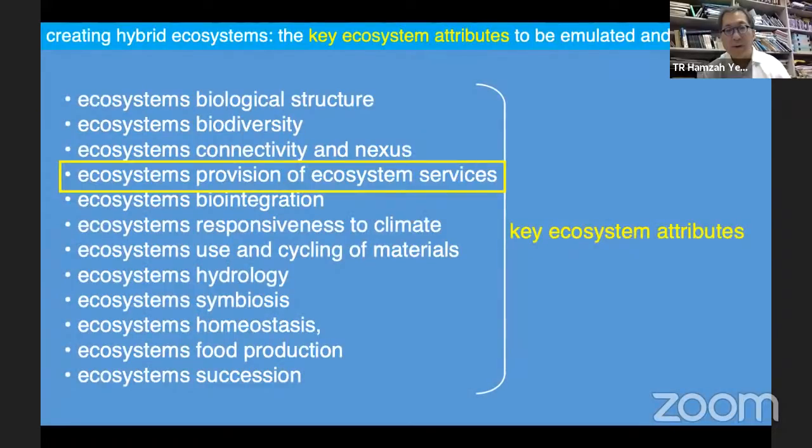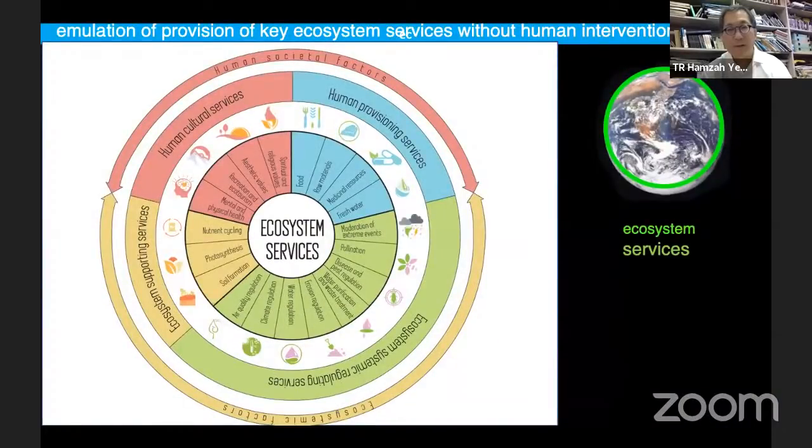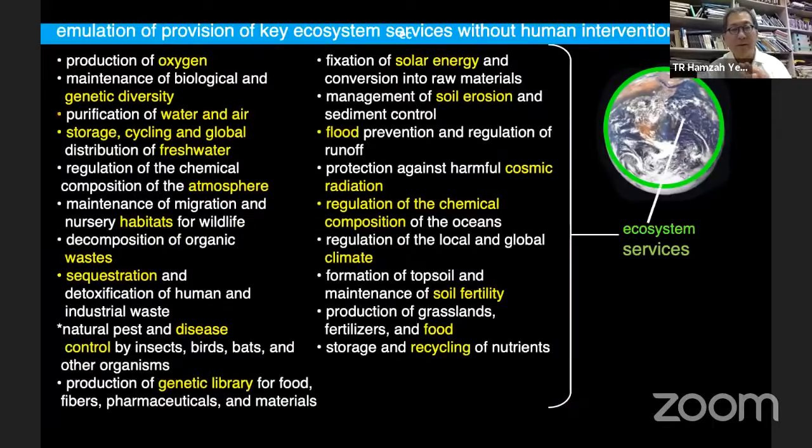And now I'm not going to be able to describe all the ecosystem attributes today with you, but the fourth aspect I wanted to present is what I call provision of ecosystem services. Ecosystem services are things that nature, again, does for us for free. It produces oxygen, it maintains the biological genetic diversity, purifies water, and so forth. Now, this is all done by nature without human intervention. We don't have to pay nature to do this. Nature does it for us for free.